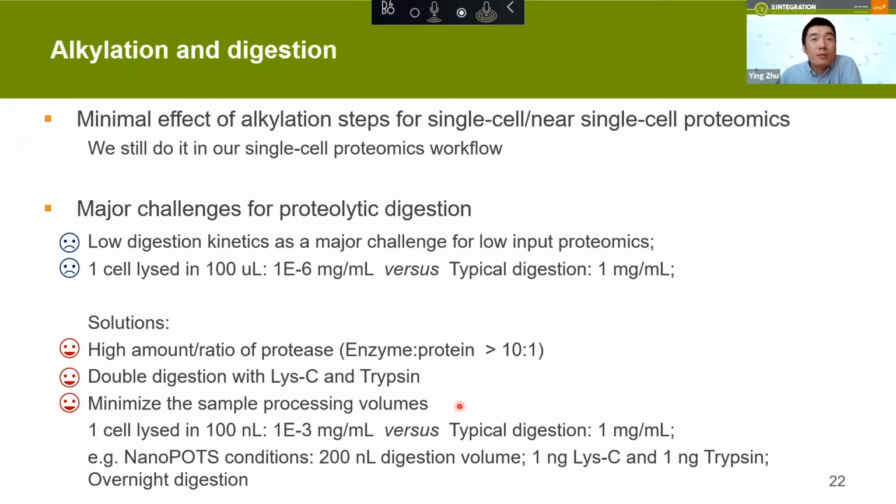Another way, the one we are working on, is to minimize the volume with nanopot technology. Usually we do a 200 nanoliter digestion. So we only add 1 nanogram Lys-C and 1 nanogram trypsin.